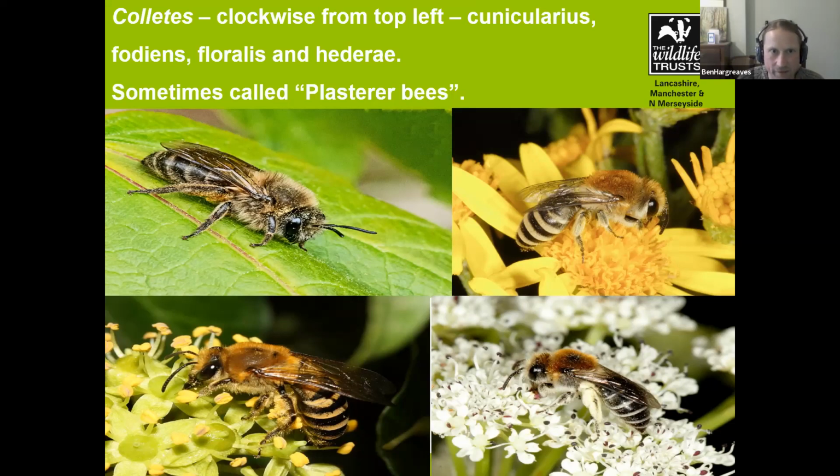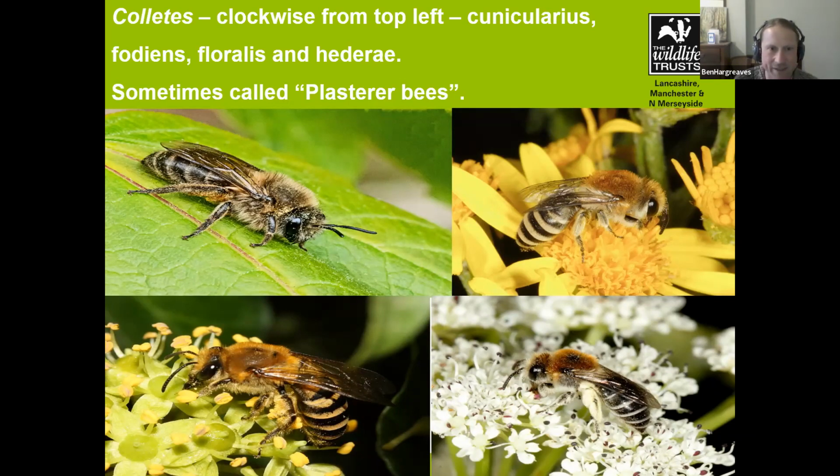Colletes cunicularius, top left, is a spring flying species reliant on willow. It's a big non-banded one. We've got Colletes halophilus, top right, which is a mostly coastal species. Colletes floralis, bottom right, is essentially a Scottish and Irish species, which is one of the rarest species in England. Only a couple of records in there for Cumbria, no records for Lancashire.